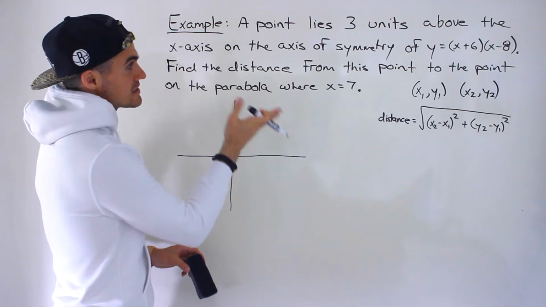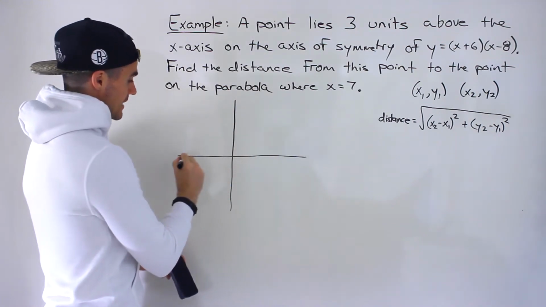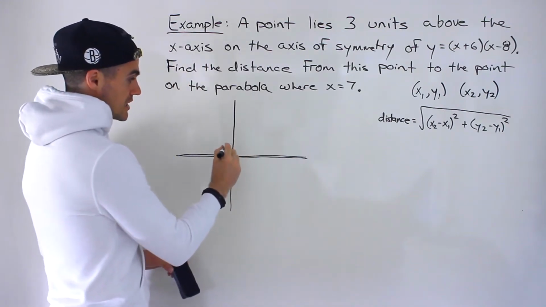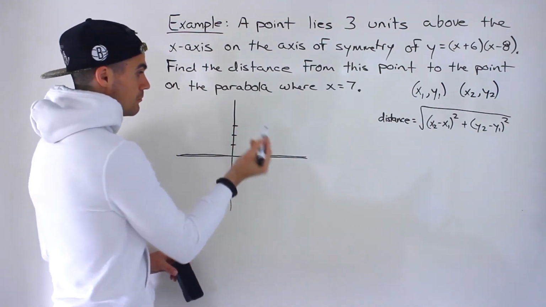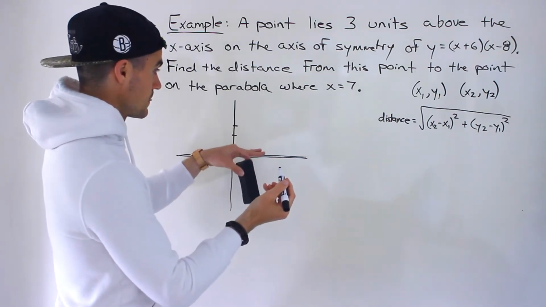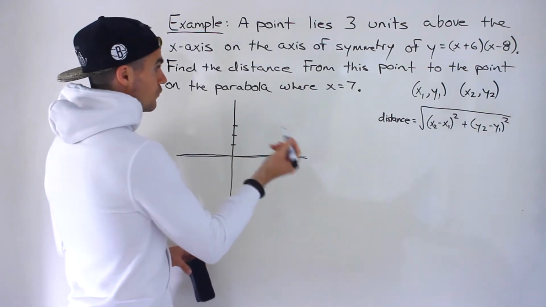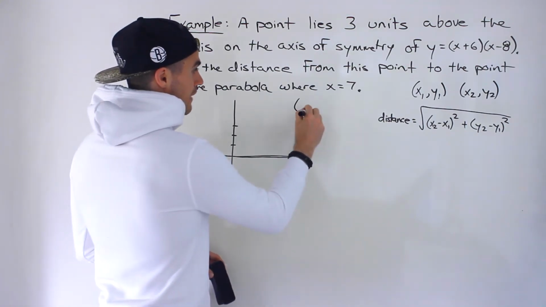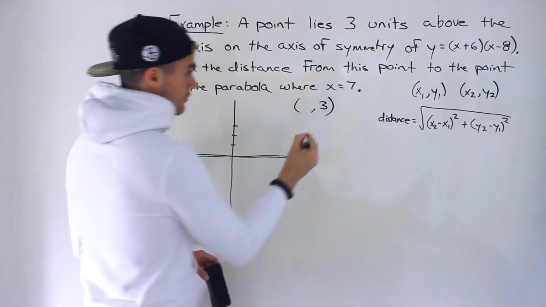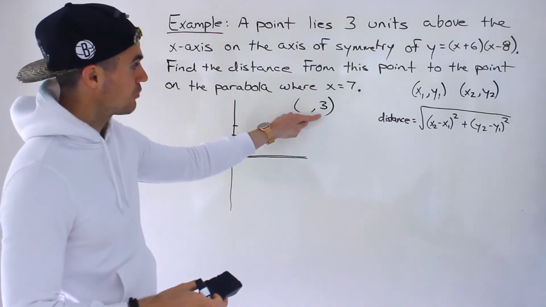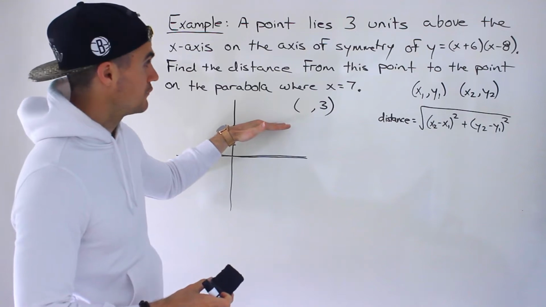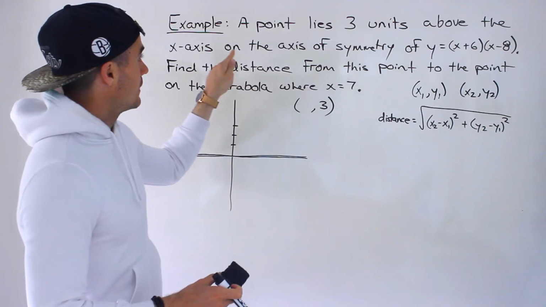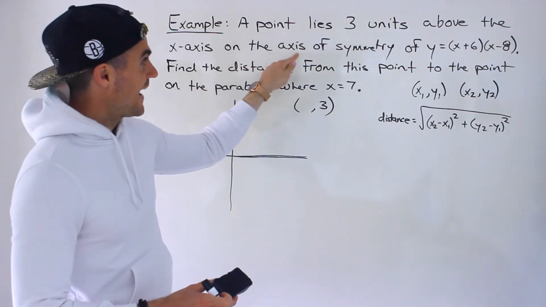So a point lies 3 units above the x-axis. So the x-axis is here, and notice that this first point is going to be 3 units above the x-axis. So we know for sure that the first point we're going to deal with has a y value of 3, right? Because a y value of 3 is 3 units above the x-axis. The question is, what's the x value going to be? And the x value is on the axis of symmetry.